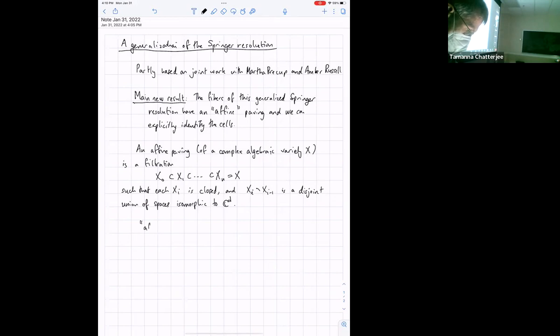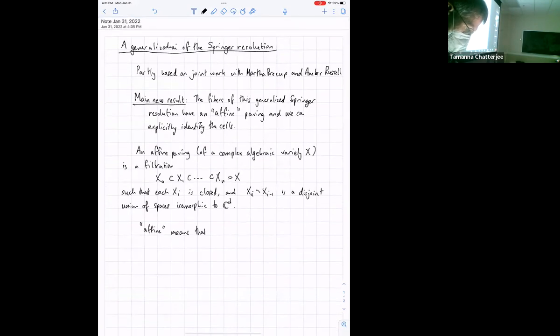So affine here means that instead of C^d, we get C^d modulo some finite group. So for many practical purposes, this is as good as an affine paving.